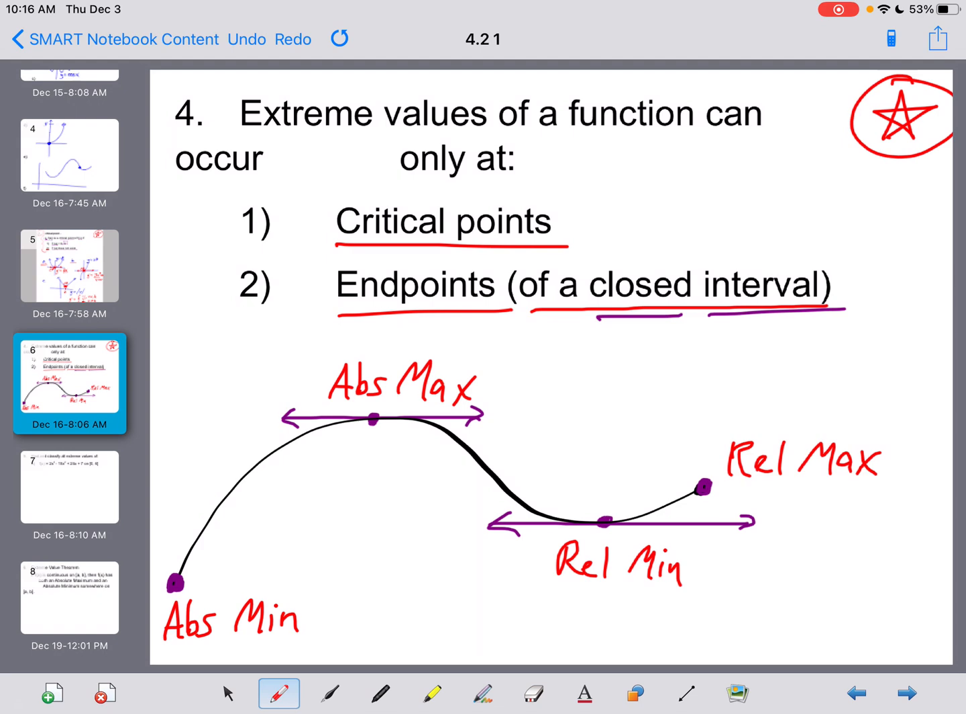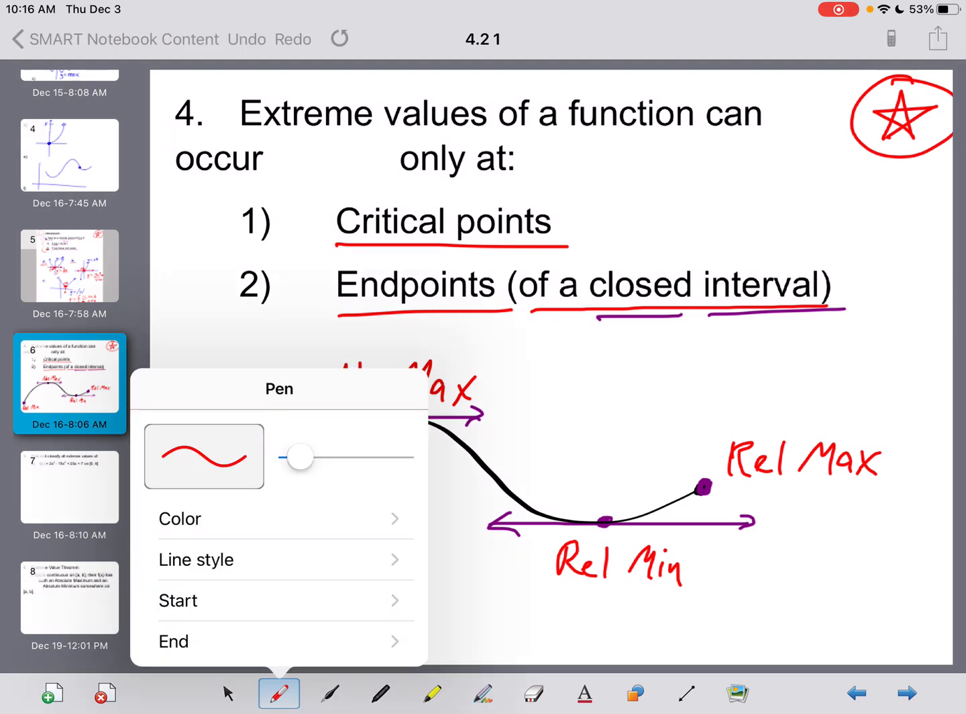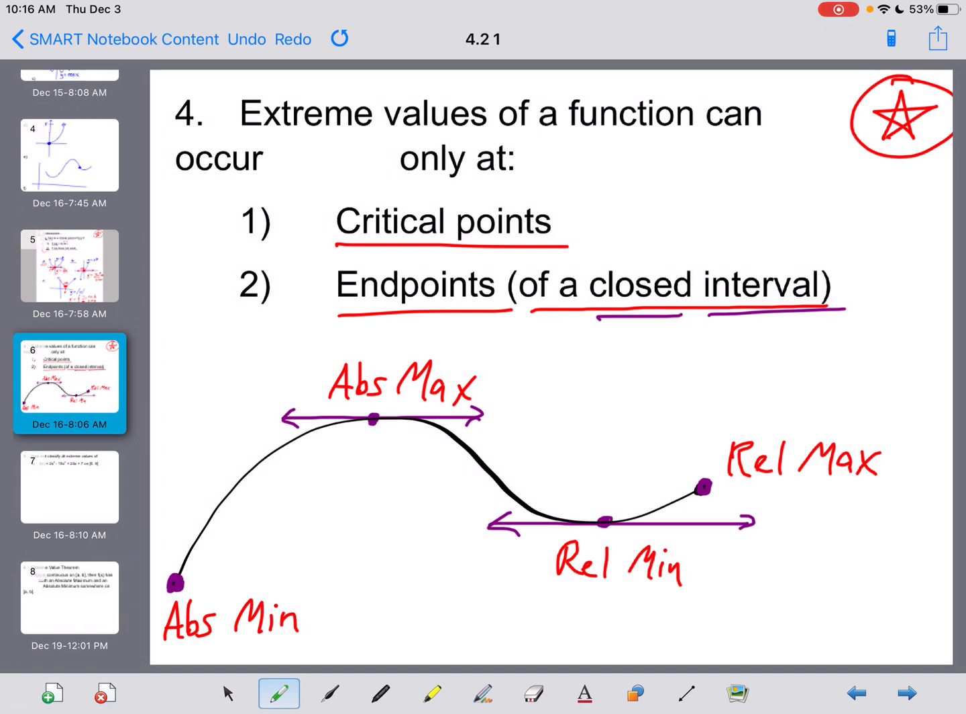But the important thing to take away from this slide, everybody, is that the only possible places you can have extreme values are critical points and endpoints. This point right here, this green dot, is not a critical point. Our derivative is not equal to 0 and it's not undefined there, nor is it an endpoint. So this is just a random point. It can't possibly be a max or a min. Anytime you have a max or a min, it has to occur either at a critical point where the derivative is 0 or undefined, or at an endpoint.